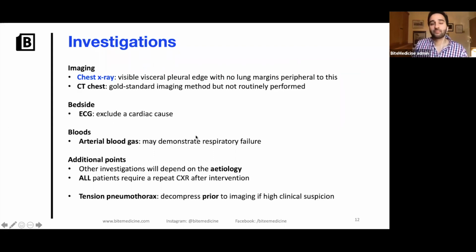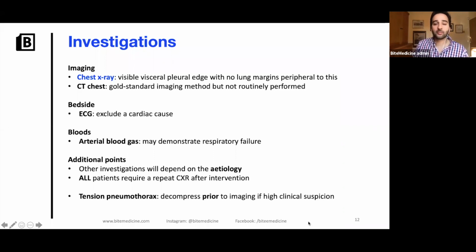Bedside test: ECG, to rule out a cardiac cause. The only bloods you really need for a suspected pneumothorax is an arterial blood gas. The only other thing I might add on to that is a coagulation profile, mainly because if you're going to be putting in chest drains and aspirating, it's worth knowing if this patient has an underlying coagulopathy, which can cause them to bleed a lot.